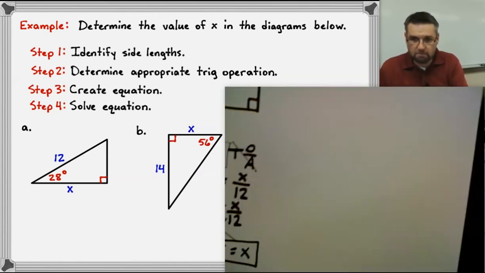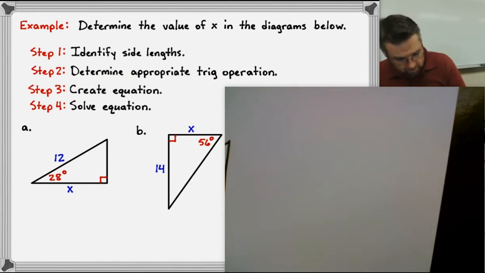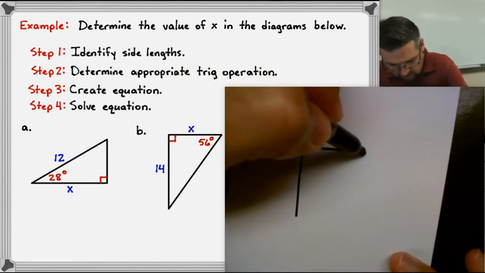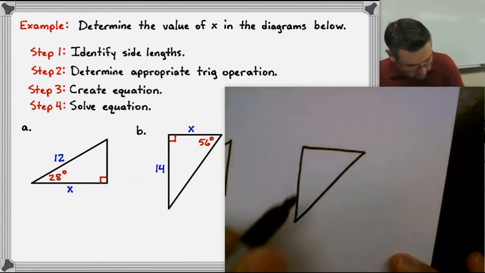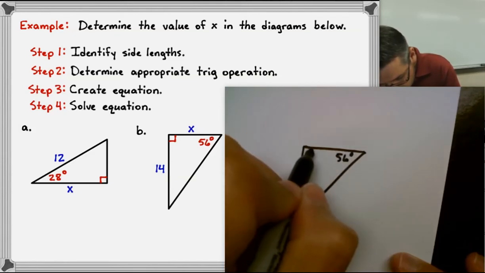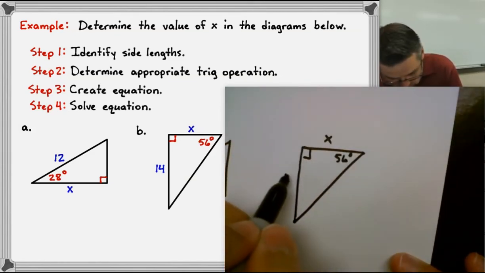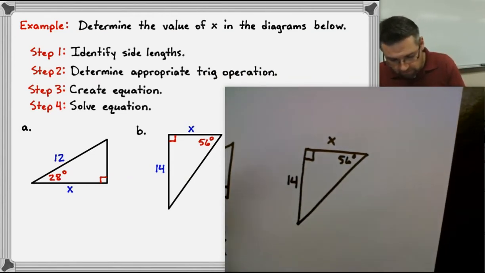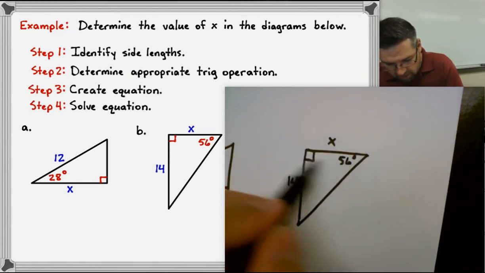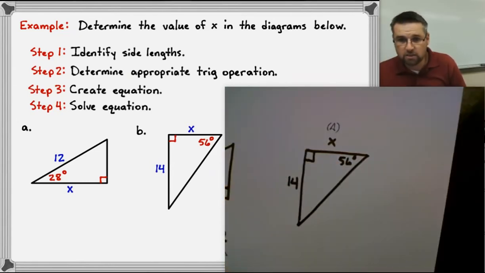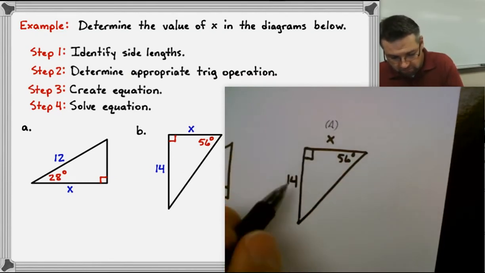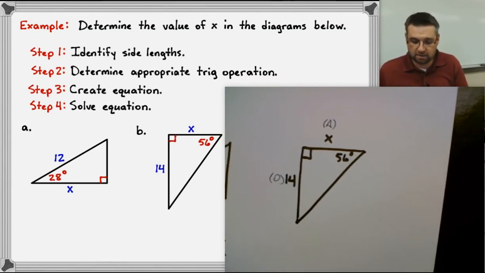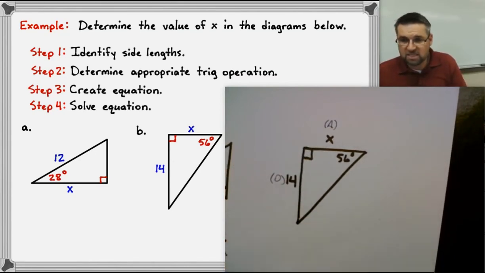Let's take a look at B and see if we can come up with this together, because sometimes this takes more than once to see what's going on. So I'm going to draw the triangle. I've got 56 degrees here, I've got x, and I've got 14. The first step is to identify our side lengths. What is the x? The x is between the angle and the 90, so this is my adjacent side. The 14 is opposite to the 56, that's my opposite side. This side is the hypotenuse, but I don't care about that side because I'm not asking about it and nothing's given there.